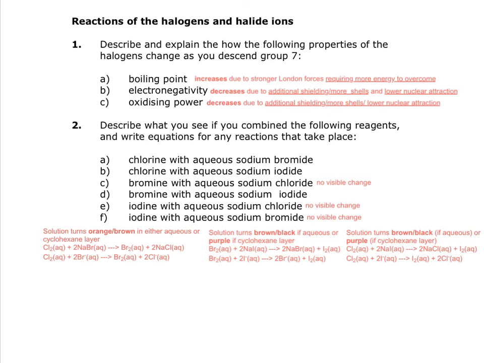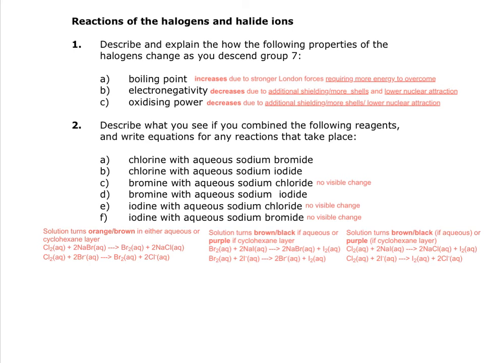Okay, so hopefully what you've been able to do is see that there's three of them where there'd be no visible change because there's no reaction. The reason for that would be because the halogen being added is not a strong enough oxidizing agent to oxidize the halide that's already there. For example, bromine will not oxidize chloride, iodine will not oxidize chloride, and iodine will not oxidize bromide.